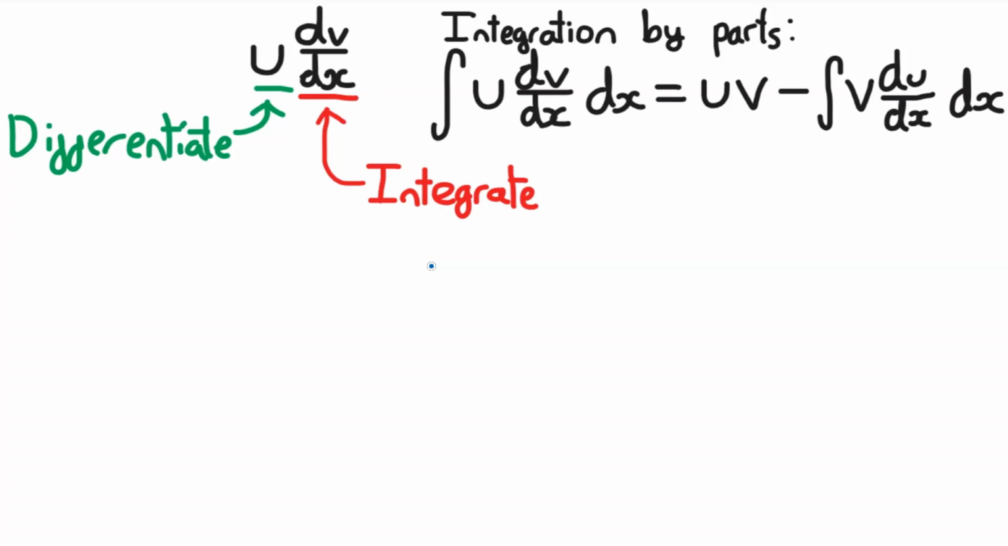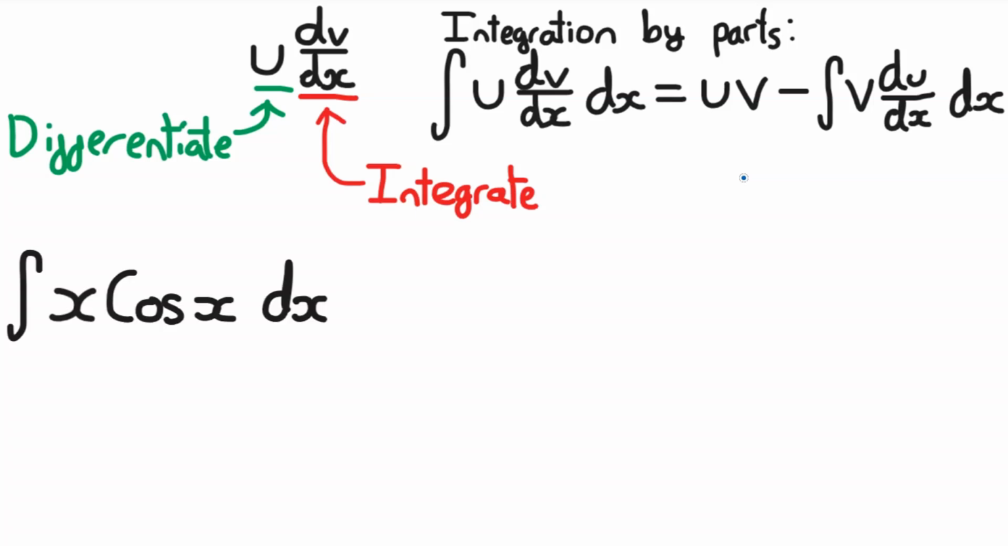So that probably doesn't make too much sense on its own, especially this formula here. It looks really, really complicated. So let's go through an example to show how it works. So let's say that we need to integrate x cos x like this here. So we can use integration by parts on this because we have two functions that are multiplied together. One of the functions being this x here and the other function being this cos x.